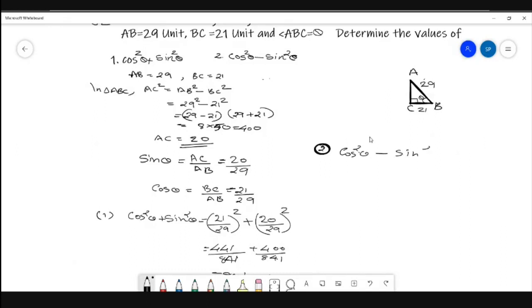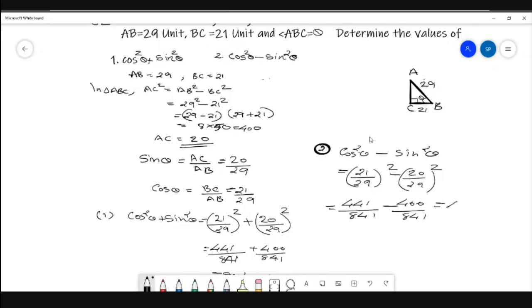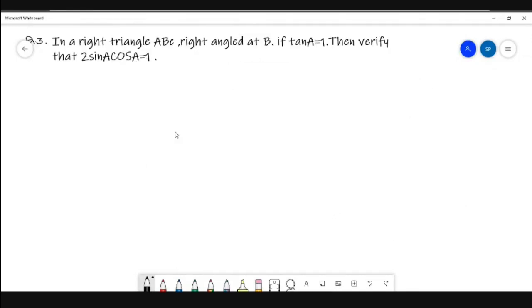Cos square theta minus sine square theta. We apply the values. Cos square theta means again 21 by 29 whole square minus 20 by 29 the whole square. Again we know 21 square is 441 by 841 minus 400 by 841, that is equal to 41 by 841.